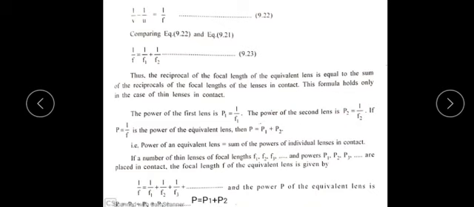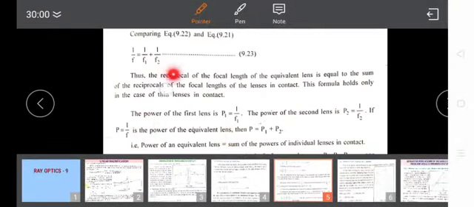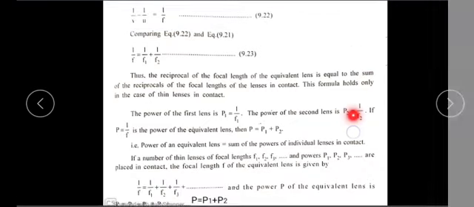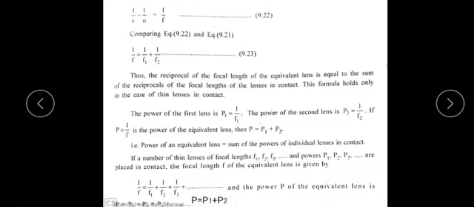If we know that P is equal to 1 by f, that is the power of the equivalent lens, then this equation becomes: 1 by f is nothing but P, 1 by f1 is nothing but P1, 1 by f2 is nothing but P2. That's why the equation becomes P is equal to P1 plus P2. The power of the equivalent lens is equal to the sum of the powers of the individual lenses in contact.